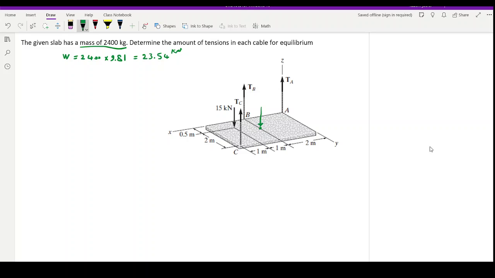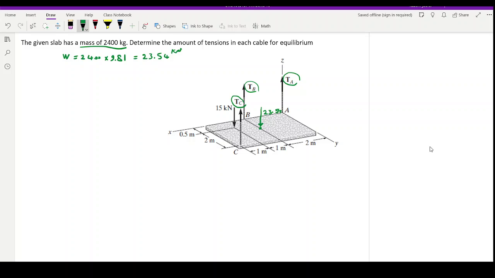So I rounded it, and this force is going to act in the middle of the slab. This is the force that comes from the weight of the slab. So 23.54. We are looking to find these three unknowns, TC, TB, TA. In order to solve a problem like this, you're going to use equations of equilibrium and mostly moments. Moment about axis or about a point is going to be our winning equation.